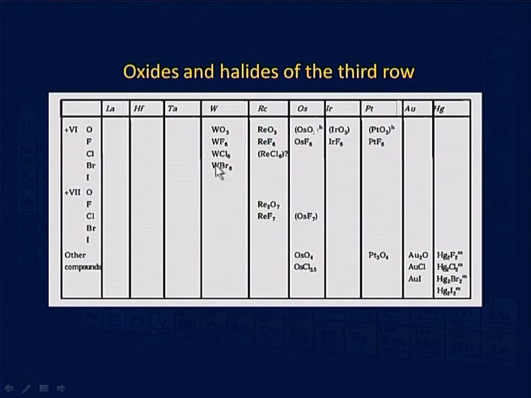As I was talking about, tungsten can have halides and oxides in the +6 oxidation state also. Osmium can have osmium fluoride OsF7 having +7 oxidation state, as well as the oxide of osmium OsO4 having almost +8 oxidation state. So, these are all the different oxides and halides of the third row transition elements.